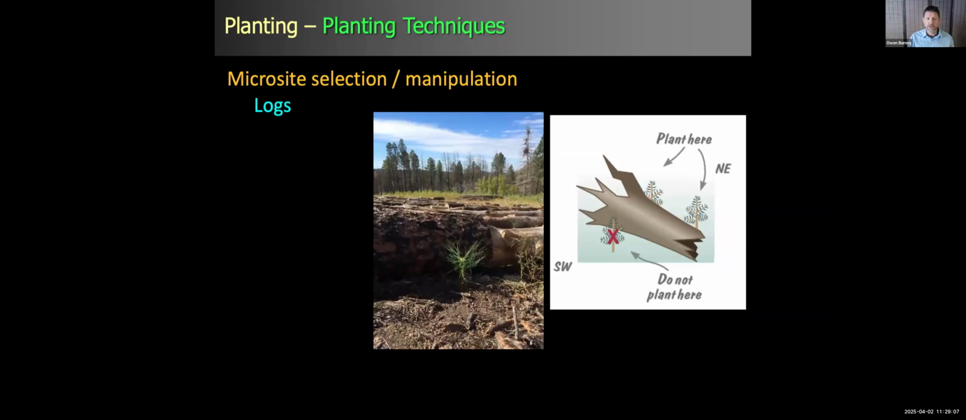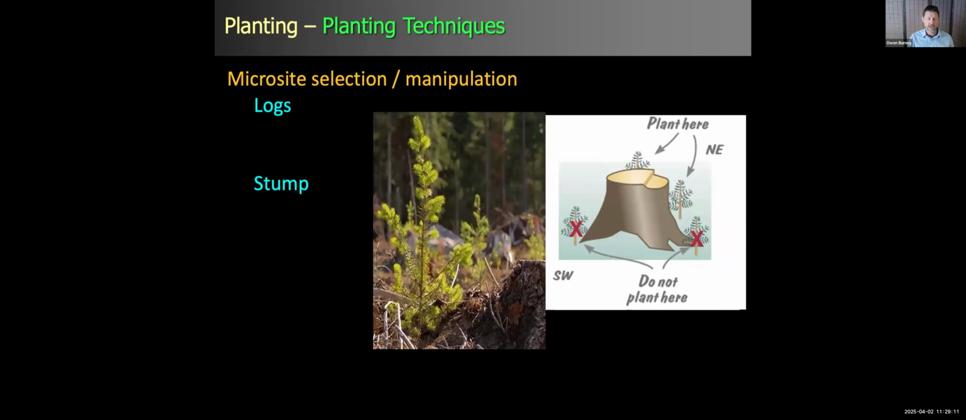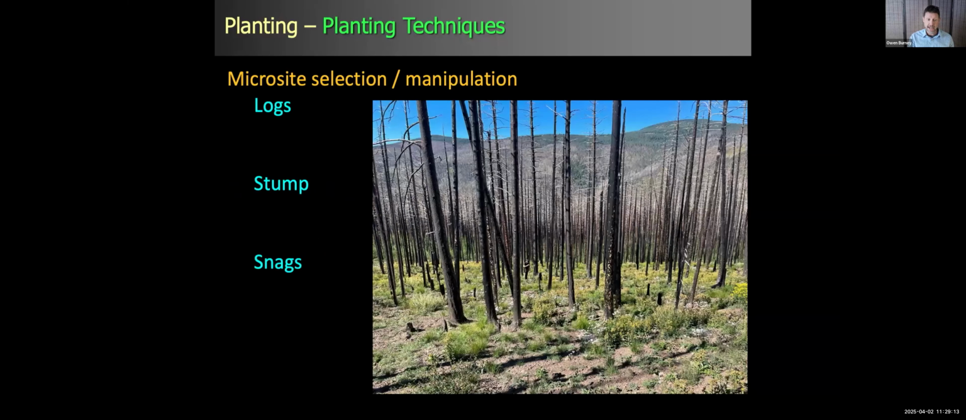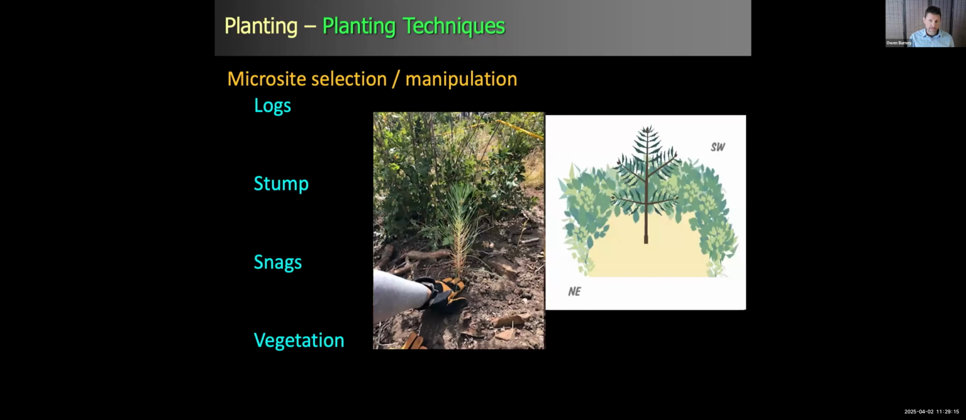In terms of other planting techniques, we have microsite selection. For example, we can be looking at placing seedlings on the north side of logs, north side of stumps, north side of snags, and even in some cases on the north side of vegetation, so long as it's not going to be extremely competitive with the seedling being planted.